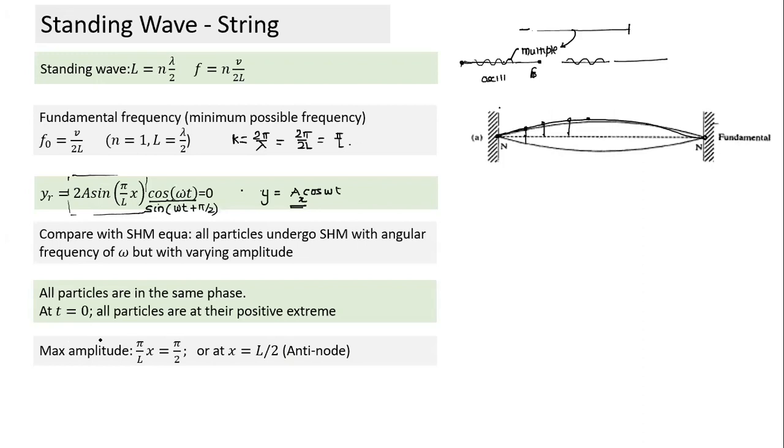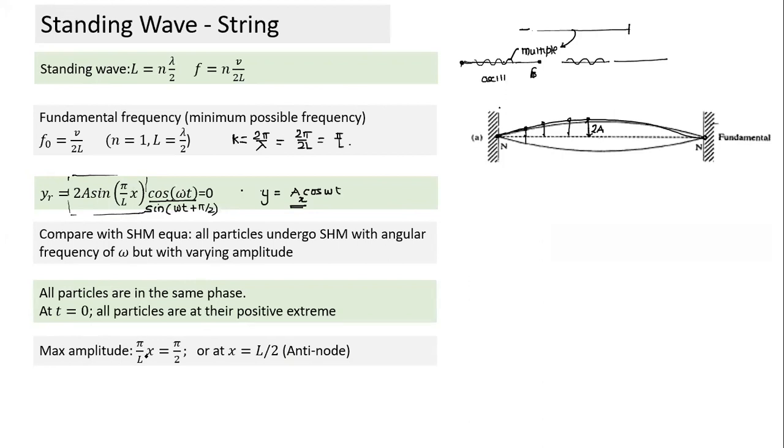The maximum amplitude anywhere on the string, at the point where you're having maximum amplitude, will be 2 into a, a being the amplitude of each wave. And where would this occur? This will occur at a point where this term has to be equal to pi by 2. Then only it will become maximum. This term has to become 1.